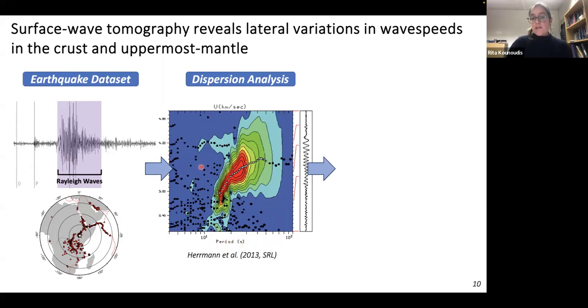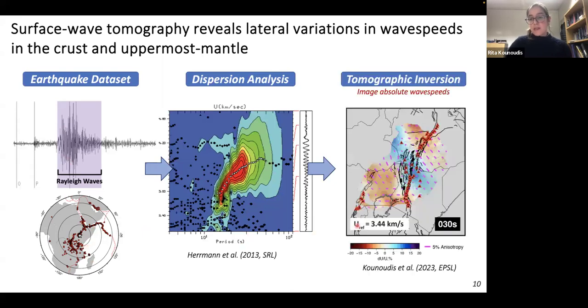After acquiring this data set for all of these different earthquakes, we ultimately invert them for group velocity variations as a function of latitude and longitude in the depression. And this is an example at 30 seconds period, which has its best sensitivity at roughly 30 kilometers depth.